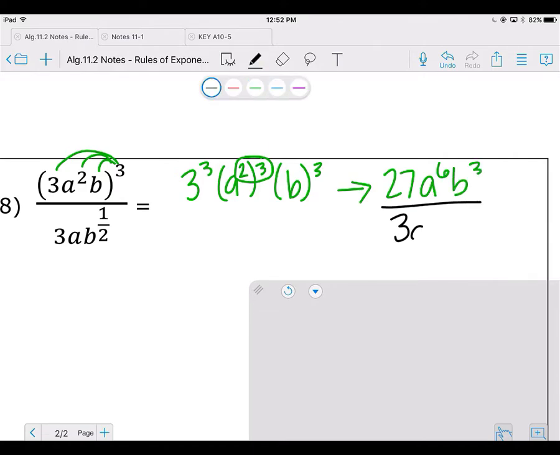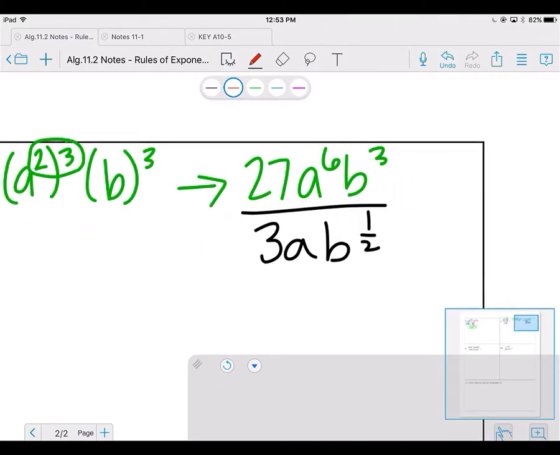And then I leave 3ab to the 1/2 completely exactly like it is because I haven't done anything with it yet. So to recap, so far, all I've done was get rid of the parentheses on the top. 3a squared b cubed turns into 27a to the 6b cubed when you distribute that cubed to all 3 parts.